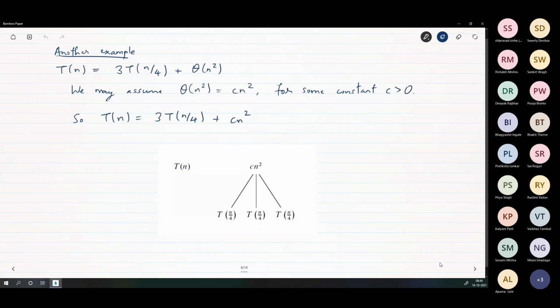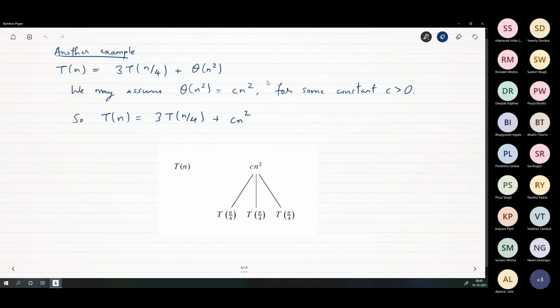So another example. Okay, and now things are a little bit more complicated. So t of n. So henceforth for our course, most of the time, instead of using f and g, we will use t or k or h sometimes, just for notation. So now the recurrence is t of n is equal to 3 times t of n by 4 plus theta n squared. You see, it is a little more complicated now.